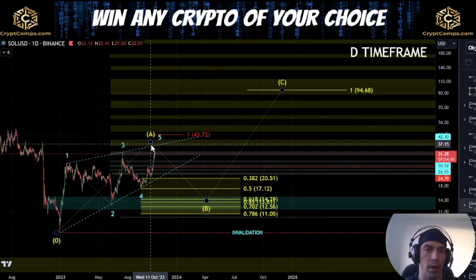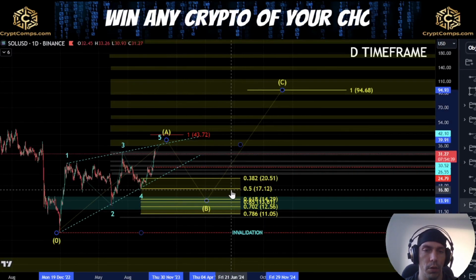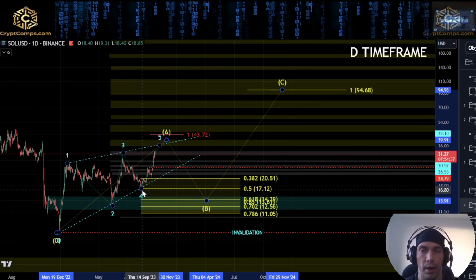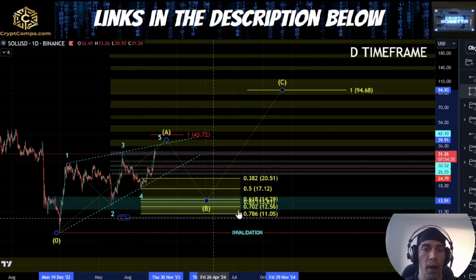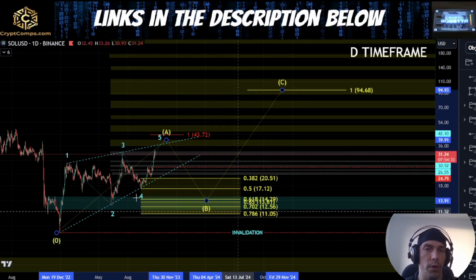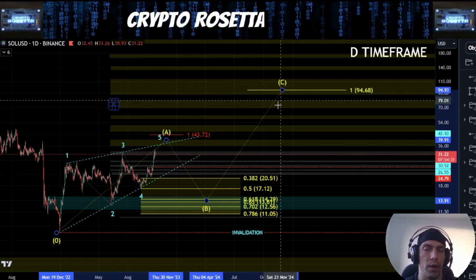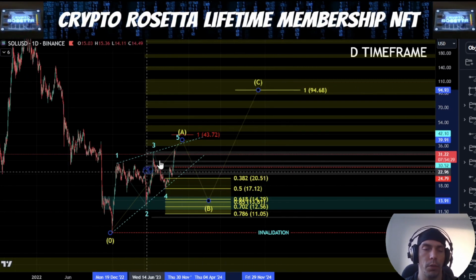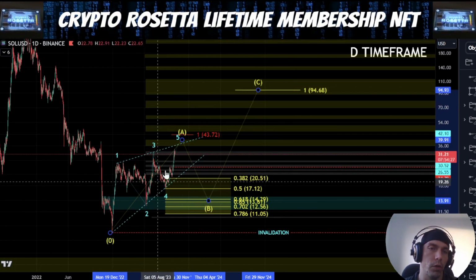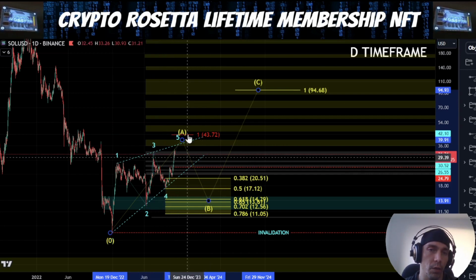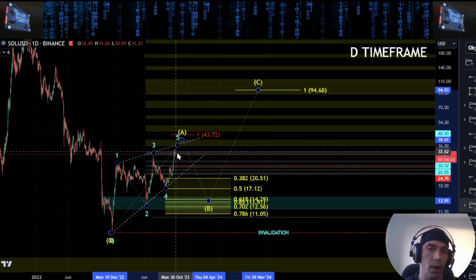Now, if we have the diagonal, the potential then becomes that we could see these areas get swept, where this becomes our A wave, we get a B wave down, and we could potentially even lose that level of that 17.35, but still hold this 11.05, and this could align with this idea here. So we need to just be very careful here. There is potential that this could start to extend out to the upside, but at the moment we are sitting in quite a key level.